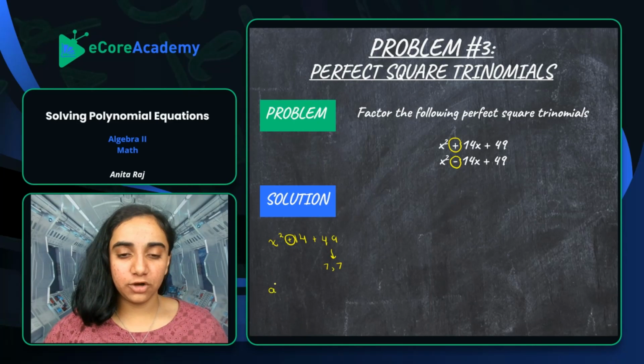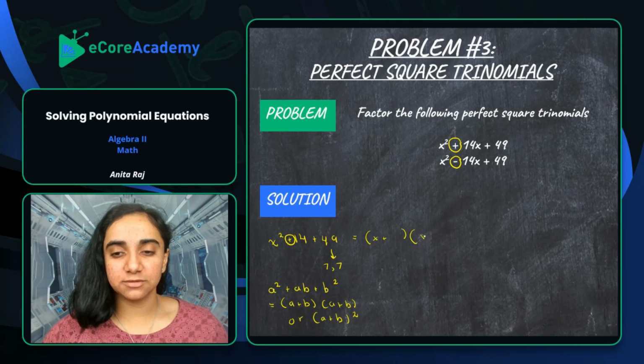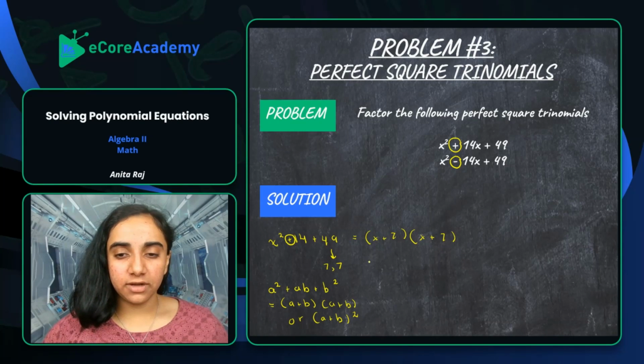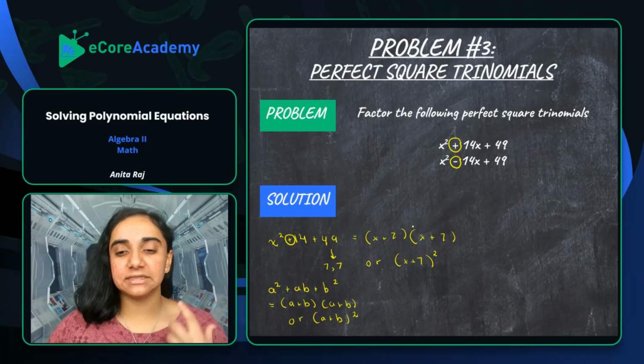So we want to know our formula. Our formula is a squared plus 2ab plus b squared, which is the situation we have right here, is equal to a plus b times a plus b, or we can just say a plus b squared. So if we want to factor this, we have x plus something in this set of parentheses times x plus something in this set of parentheses. What's going to be the 7? Or we can write this as x plus 7 squared, because the two sets of parentheses are identical. They're getting multiplied together, so squared.